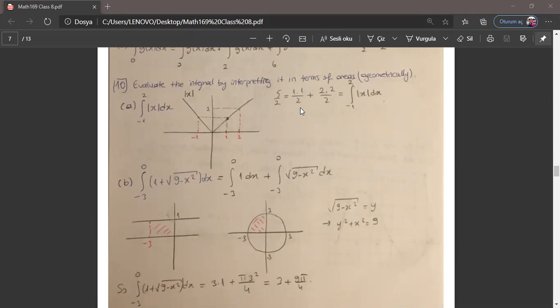Okay, we will again find the areas geometrically. So we want to compute this integral from -1 to 2. So what do we have? We have this triangle and this one. So 1 over 2 for that part, and this for this part. We have this, so okay.